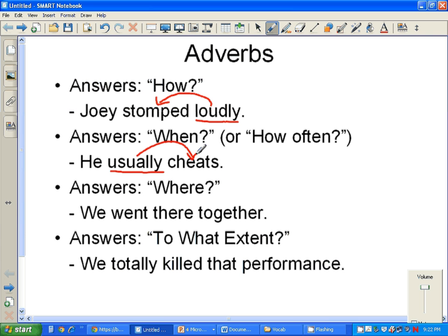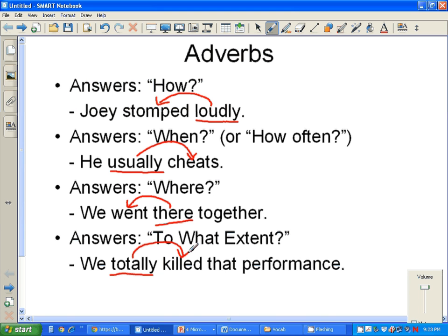Next one is where. So we went there together. Here's an example of an adverb telling you where they went. And the last one is to what extent. We totally killed that performance. To what extent did you kill it? You totally did. So those are a new set of questions that can be answered by adverbs.